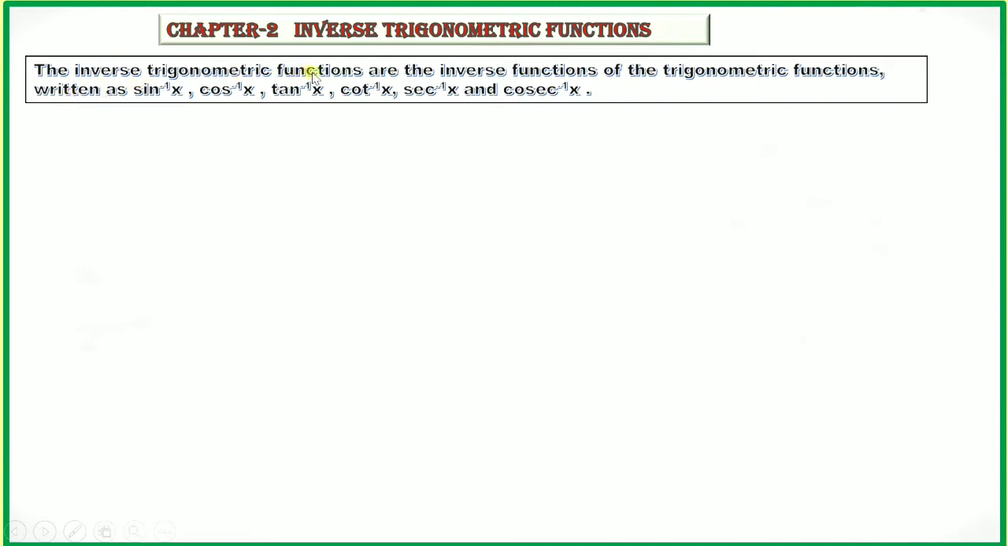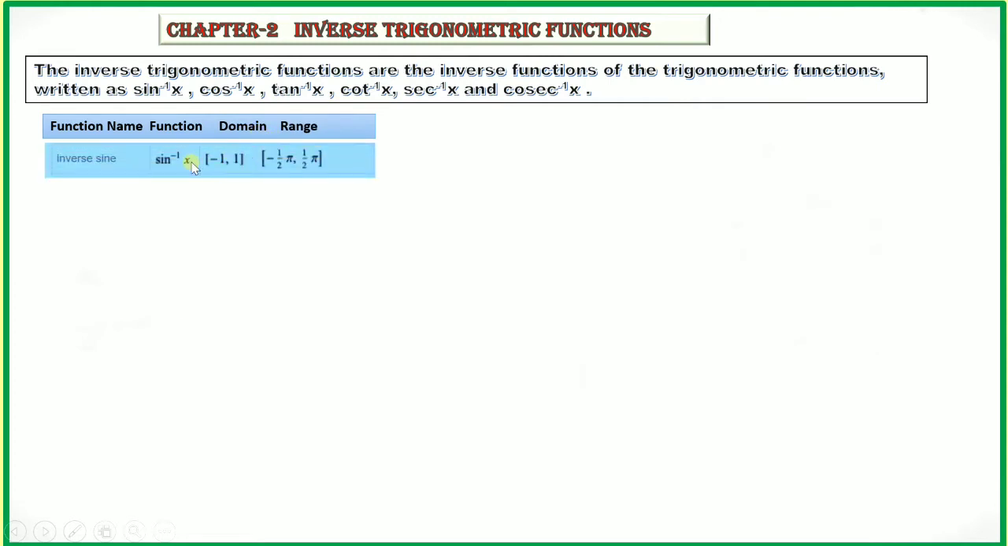These inverse trigonometric functions are written as sine inverse x, cos inverse x, tan inverse x, cot inverse x, sec inverse x and cosec inverse x. With respect to all those 6 trigonometric ratios like sine theta, cos theta, tan theta, cot theta, sec theta and cosec theta, we have all these 6 inverse trigonometric functions. Let us know more about them: the functions and their domain and range.